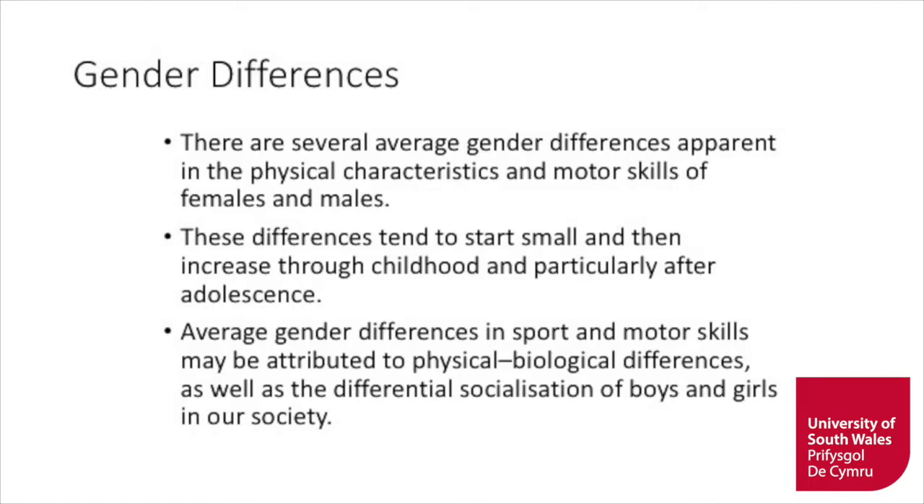Gender differences also are apparent in fundamental skills. So females are better than males at hopping, skipping and leaping, whereas males are better at manipulative activities like throwing, catching and kicking. That's a bit of a sweeping statement, but this is by research done by Barnett, Morgan, Brooks and Beard 2010. Average gender differences in sport and motor skills may be attributed to the physical and biological differences, as well as the differentiation of socialisation of boys and girls in our society.